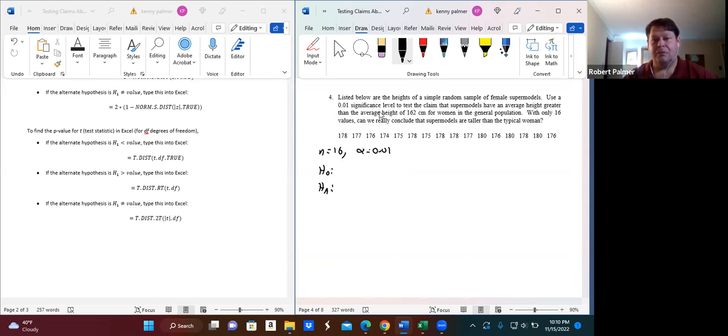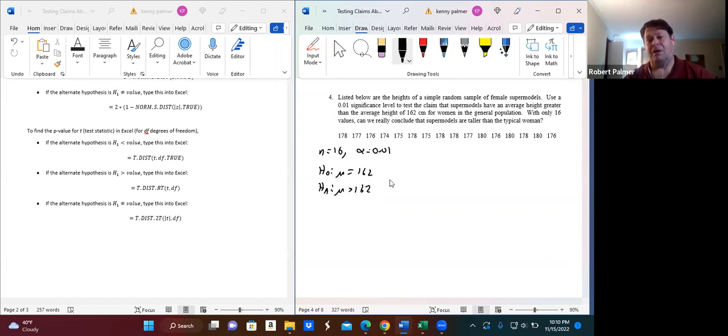And here, let's look at our claim. Let's look at our H0. This is about a mean. And we know the H0 is going to be the mean is equal to something. But let's see our claim: that supermodels have an average height greater than the average height of women, which is 162 centimeters. So the mean is greater than 162. And then, of course, the null hypothesis would be that it's equal to 162.